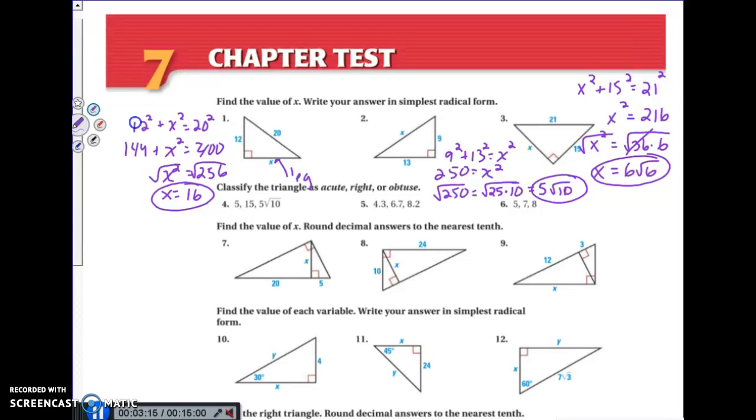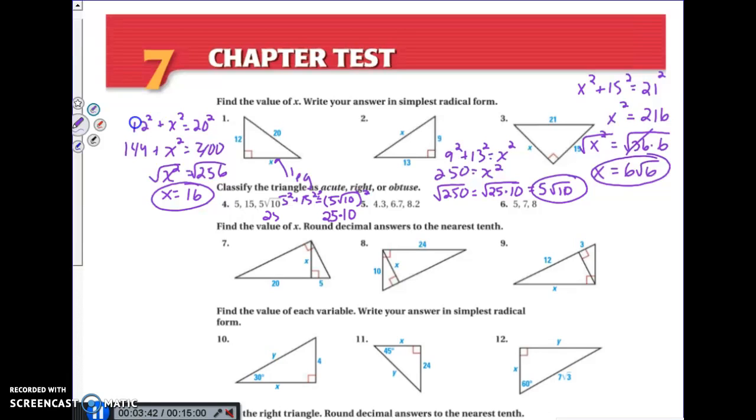So number 4, when you square everything, it looks like 5 squared plus 15 squared equals question mark, parenthesis 5 radical 10 squared. I would recommend you put it in the calculator just like that. What happens is the square goes on both of them. So it's 25 because 5 squared is 25, and radical 10 squared is just 10.